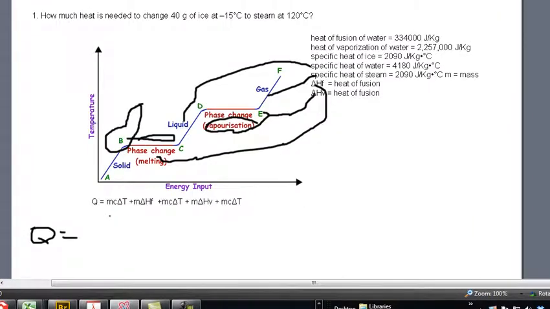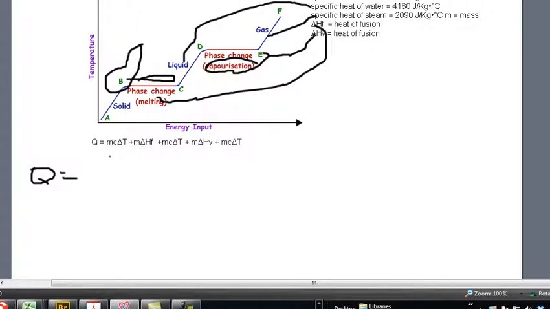Let's see how much mass we've got. We know we've got 40 grams. So the first thing we're going to do is convert that to what? Kilograms, right? So that tells me I have 0.04 times the specific heat of ice, which is 2090, times, be very careful here, the change in temperature.